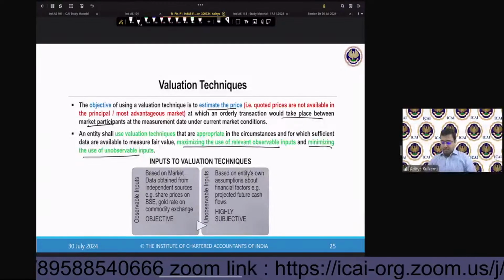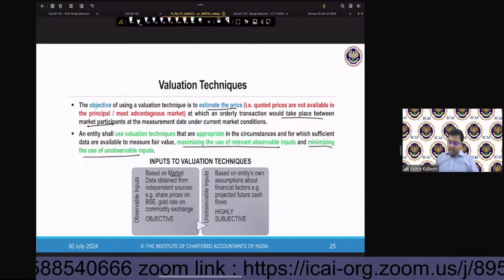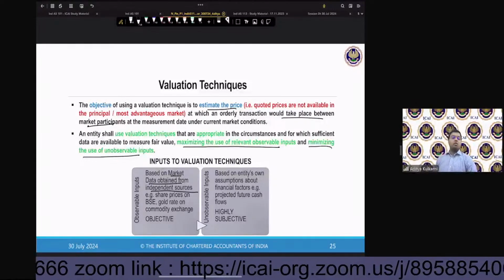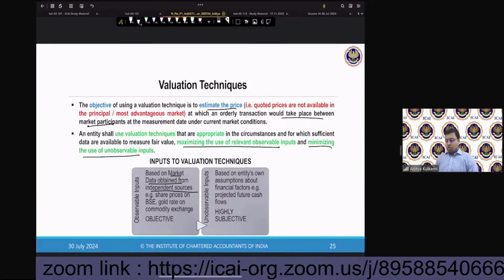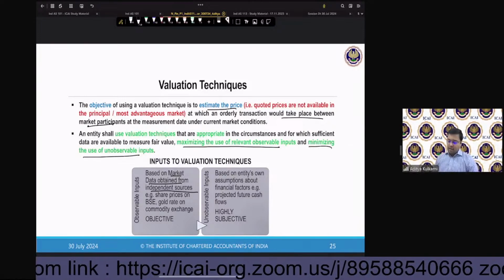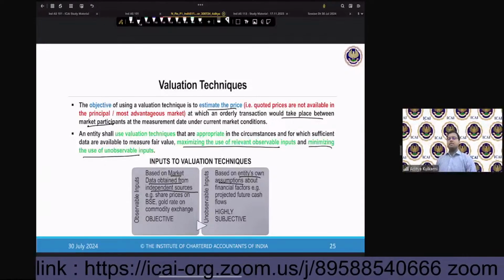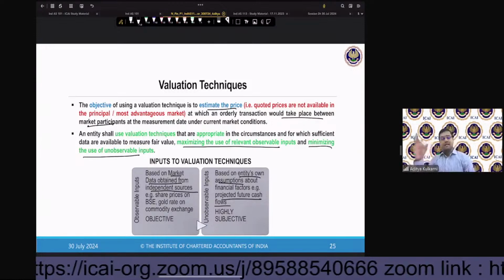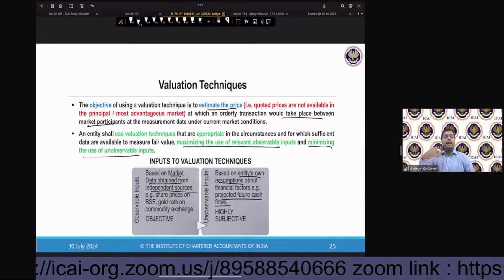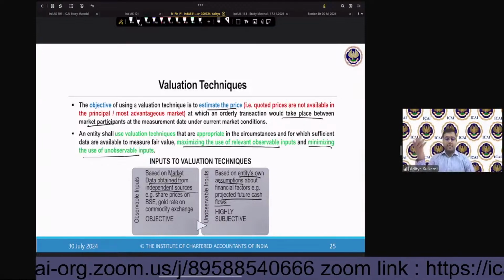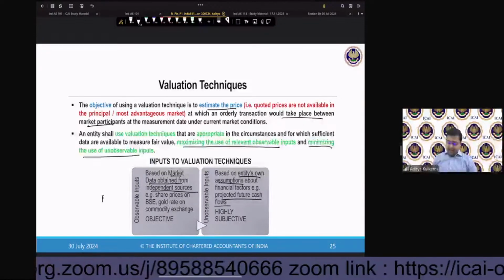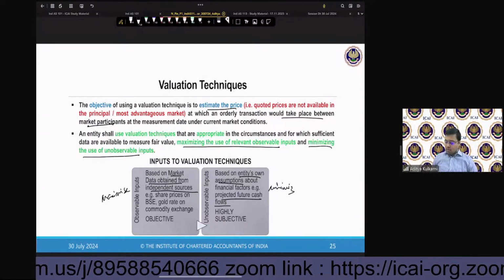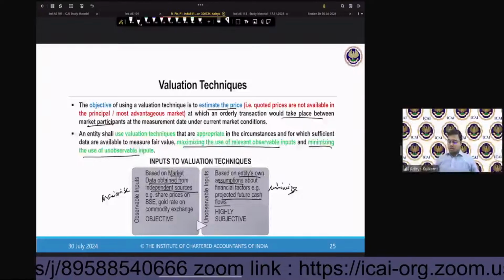observable input. Data based on market data obtained from independent sources. Example, share prices on BSE or gold rate on the commodity exchange. So it is objective. Whereas unobservable inputs are based on entities' own assumptions about financial factors. Like for example, projected future cash flows. Highly subjective, lot of assumptions. Bias is inherent. So therefore, you maximize this and you minimize the usage of unobservable inputs.